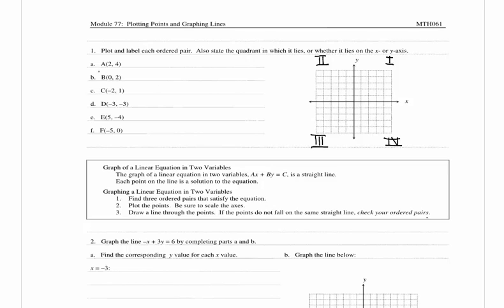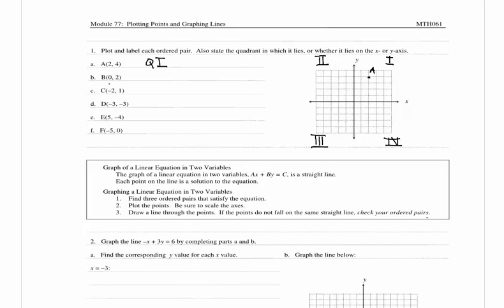So for A, we have point A, which has the coordinates 2, 4. So we're going to go right 2 units and up 4 units, 1, 2, 3, 4. So this is point A. So point A is in quadrant 1, and we'll call it Q1.